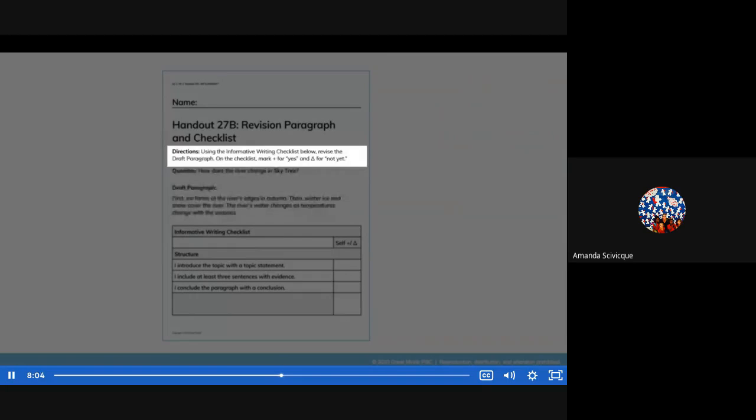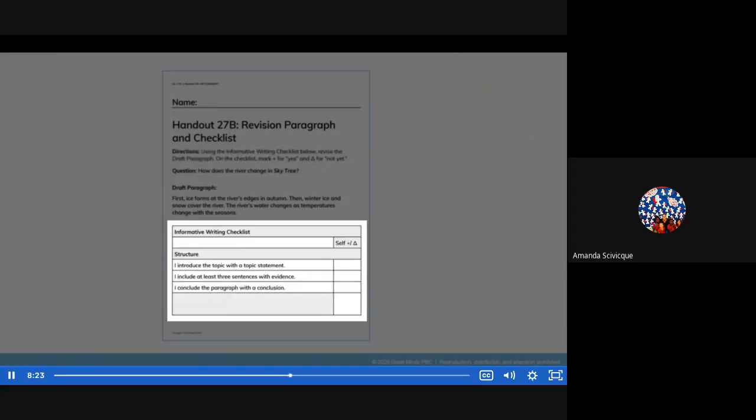The directions are, using the informative writing checklist below, revise the draft paragraph. On the checklist, mark the plus sign for yes and the triangle for not yet. Let's review the informative writing checklist together. We'll do a bit of work together, and then I'm going to turn the rest over to you.